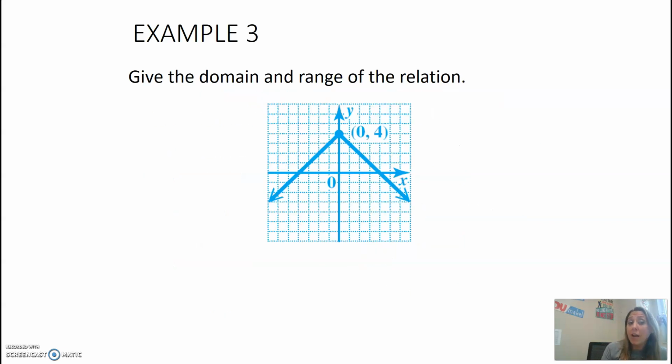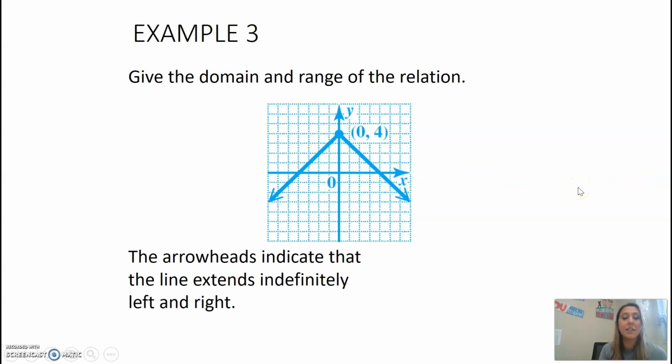So now here's a graph. So what would be the domain and range for this? So the domain for this would be, since it's going down, and it'll be going to the left, so we're talking about the x, it's going to go this way forever. Smallest possible value will be negative infinity. And then it's going this way forever, so the largest possible value would be positive infinity. So the arrowheads indicate that the line extends indefinitely left and right, meaning that the domain is going to be negative infinity to infinity.